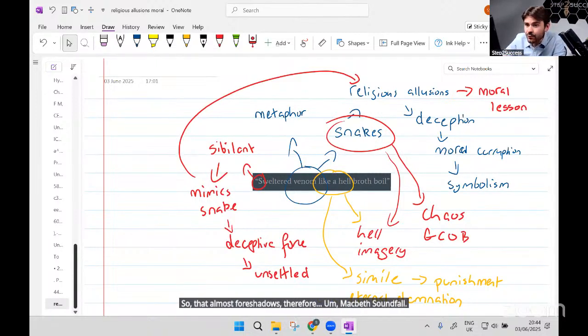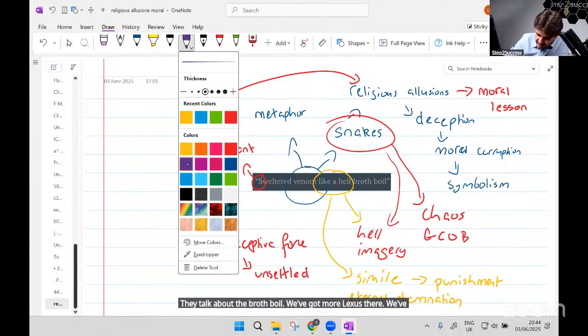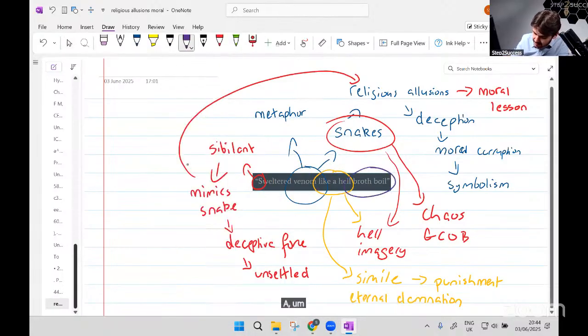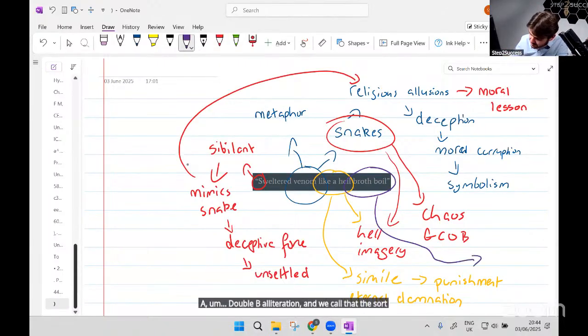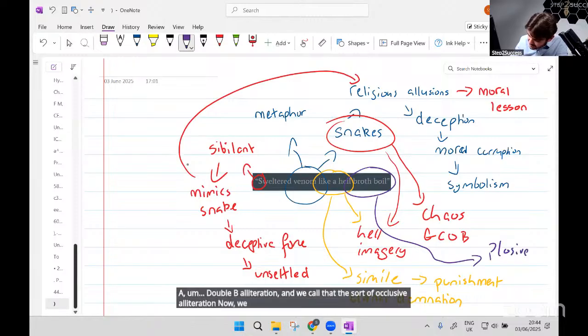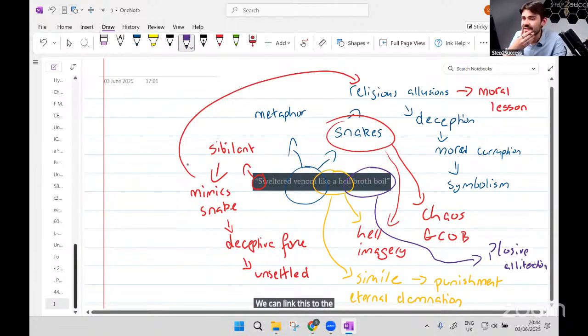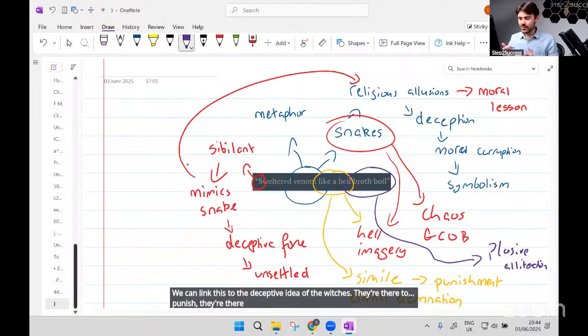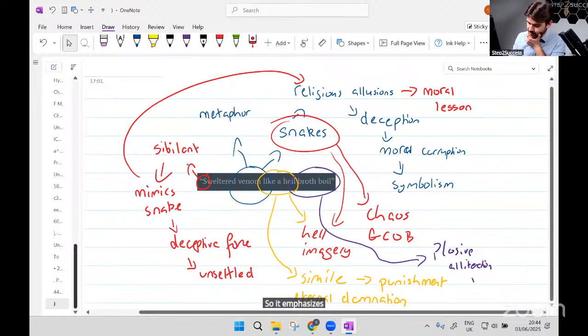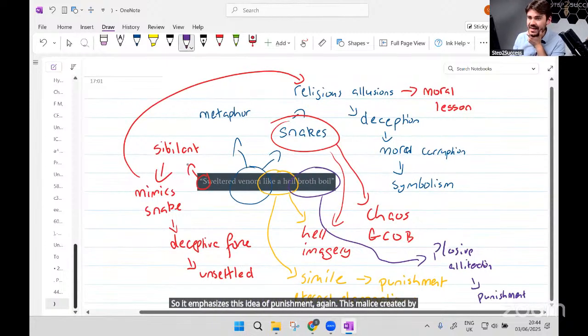They talk about the broth boil. We've got more lexis there. We've got this time a double B alliteration, and we call that a plosive alliteration. Now, we use plosive sounds because they're hard hitting. We can link this to the deceptive idea of the witches. They're there to punish, they're there to create chaos, which is hard hitting sounds. So it emphasizes this idea of punishment again, this malice created by the witches as an evil force.